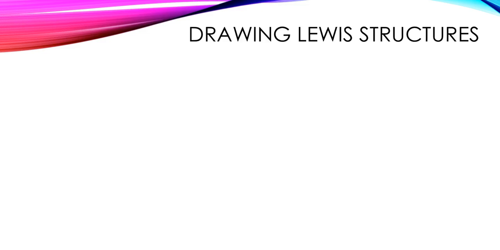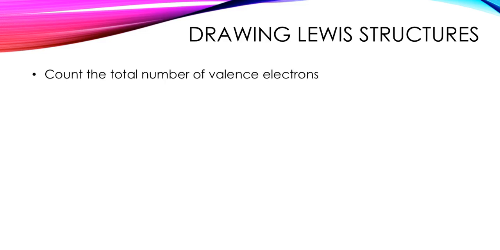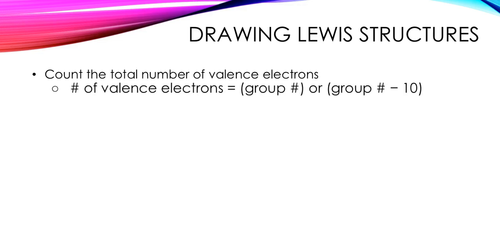So let's start really with the process. The first thing I always want you to do when you're drawing a Lewis structure, whether it's a molecule or a polyatomic ion, is to count the total number of valence electrons in that species. In case you've forgotten, you can find the number of valence electrons by either looking at the group number of that element or the group number minus 10 for your P block elements. It's going to be a number between 1 and 8.